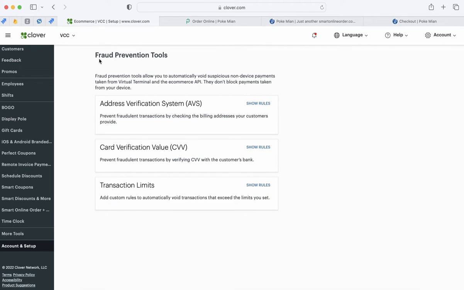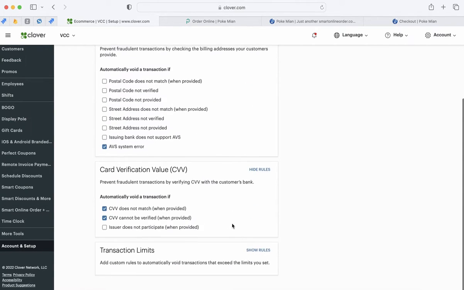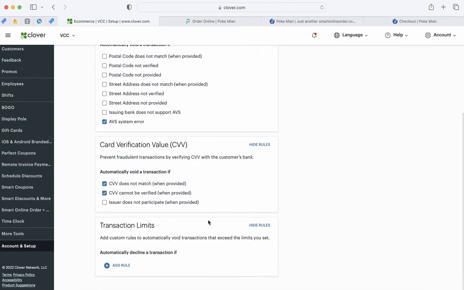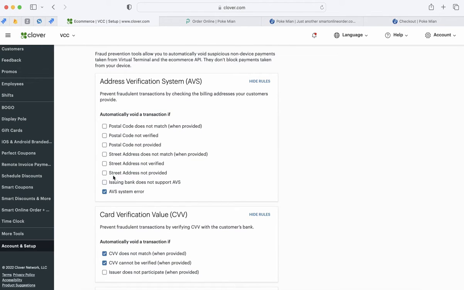Here are the fraud prevention tools. What you're trying to do here is minimize chargebacks, so you want to find the right balance. You don't want to set too many rules and then lose customers because they have to do so many verifications and enter so much information just to order some food. At the same time, you don't want to be too relaxed, where you may get chargebacks. You can check all the boxes and still get a chargeback, or you can check no boxes and never get a chargeback.